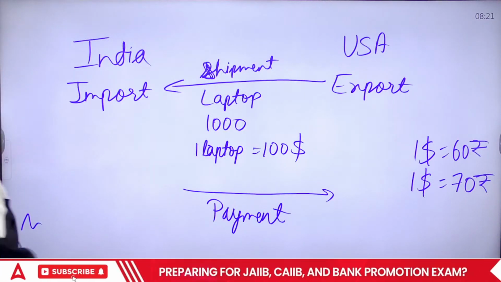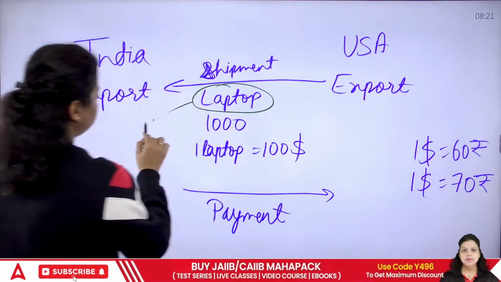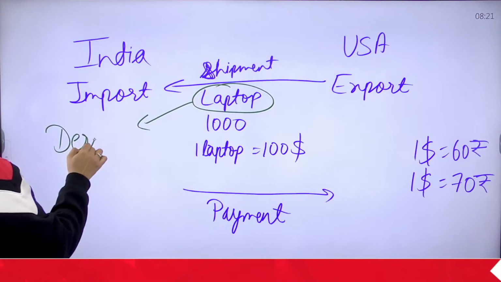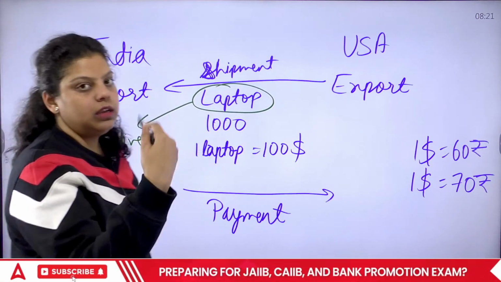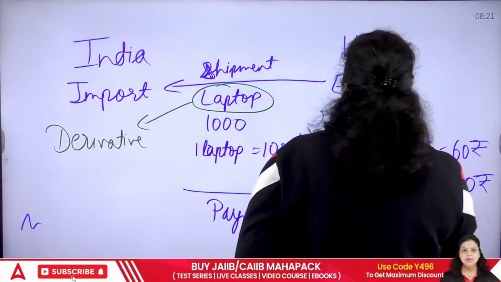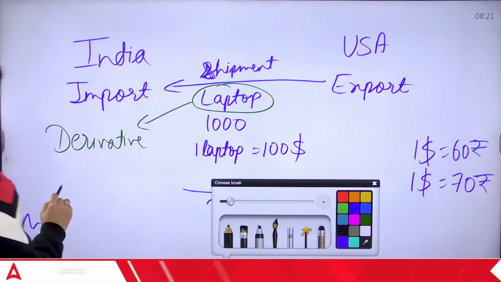So I can say here the laptop is a derivative. Now the laptop is a product, so laptop is a derivative, and the value of this laptop will be created from the exchange rate. The value of derivative is created from what? The exchange rate.